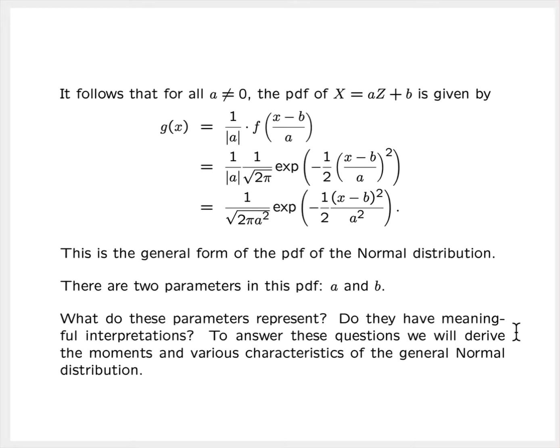To answer these questions, we're going to derive the moments and the various characteristics of the general normal distribution, and hopefully that will shed some light on what these parameters represent. Because if we are able to come up with the mean, the variance, the skewness, and kurtosis, then at least some of these ought to depend on a and b, and that may shed some light on what a and b represent.